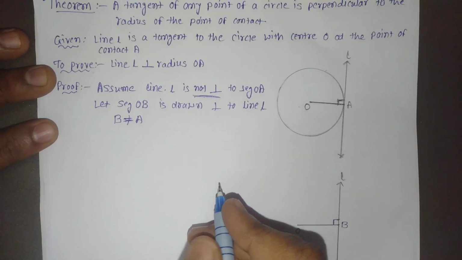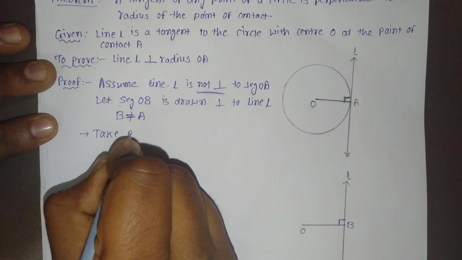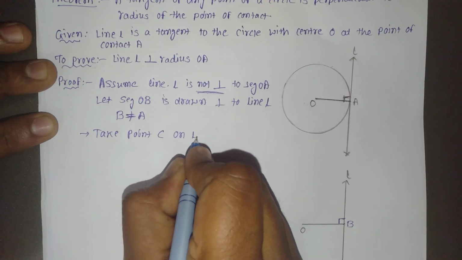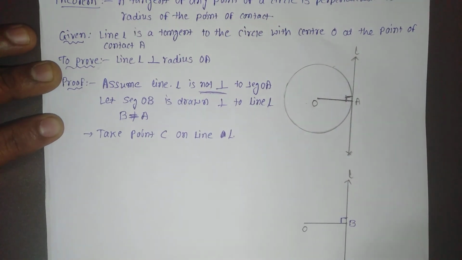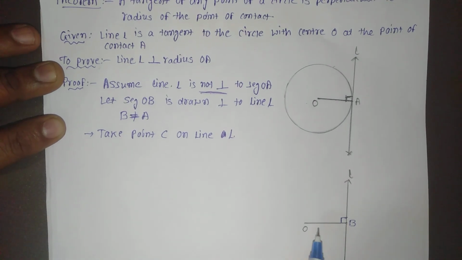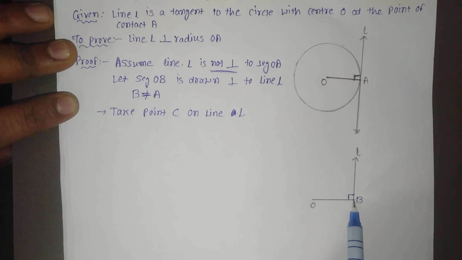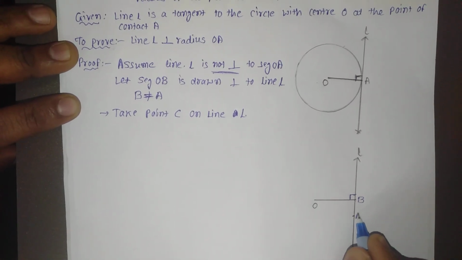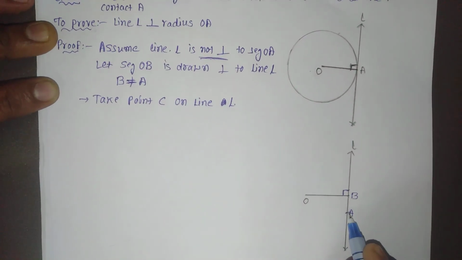Now take point C on line L. As we can see here, first of all, we say that B is not equal to A. So I can say A is a point over here. Let me say A is here. A is not equal to B.